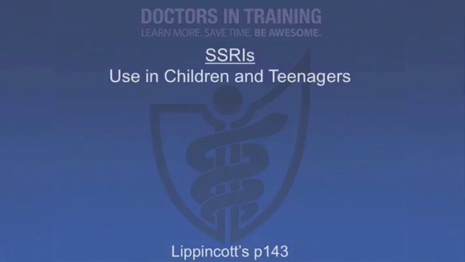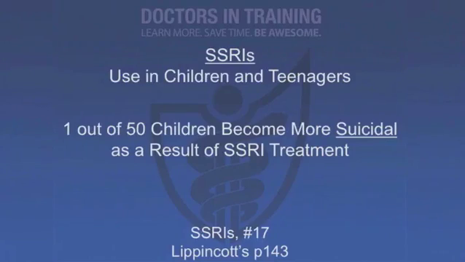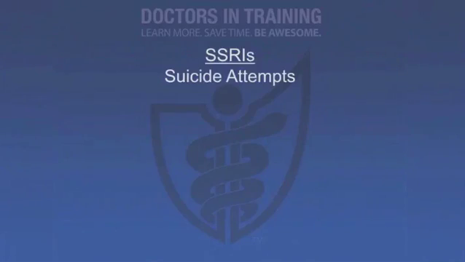Antidepressants can also be used with children and teenagers. They should be used cautiously because about 1 out of 50 children become more suicidal as a result of SSRI treatment. This phenomenon is thought to be related to treatment-emergent mania in undiagnosed juvenile bipolar patients. Pediatric patients should be observed for worsening depression and suicidal thoughts whenever an antidepressant is started or its dose is adjusted.